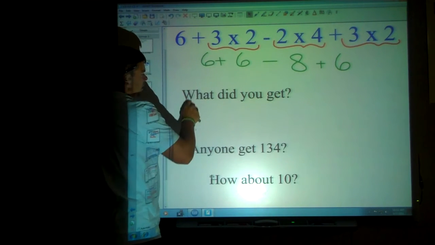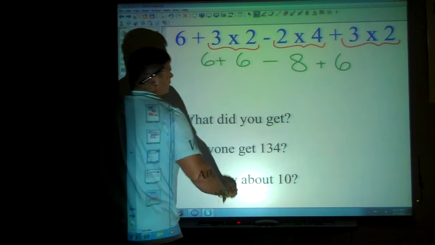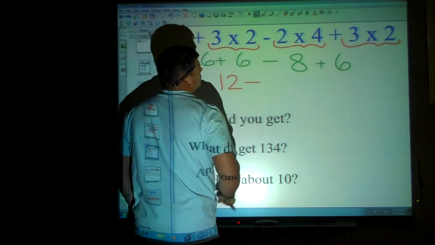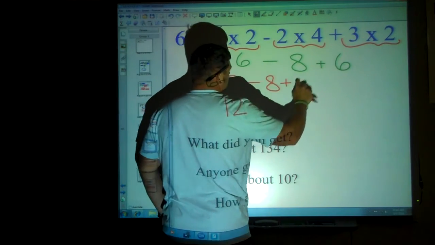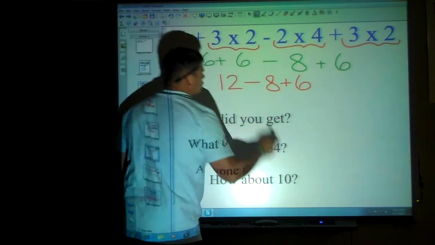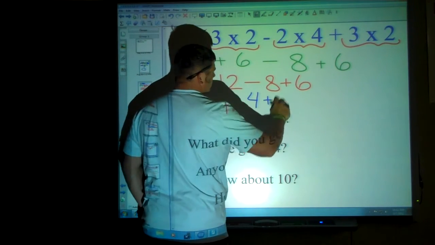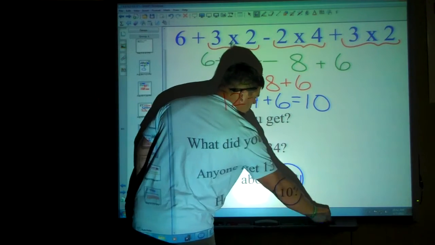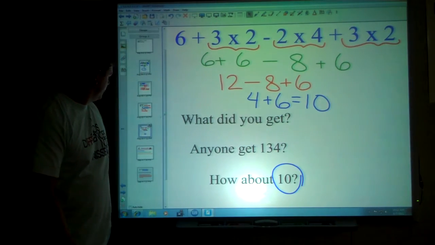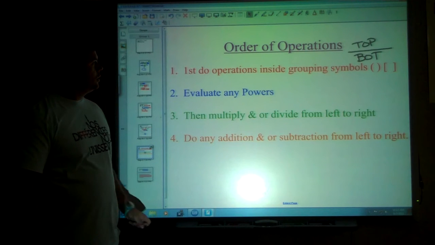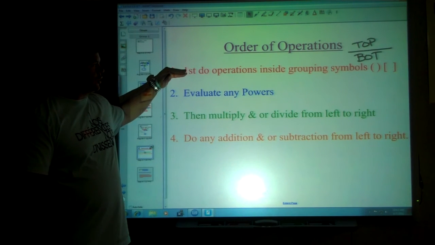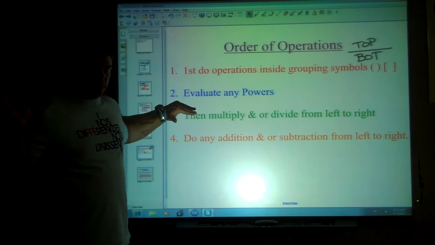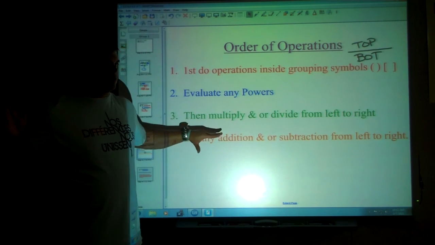So I'm going to move these down a little bit. We would actually go from left to right. 6 plus 6 is 12. 12 minus 8 plus 6. 12 minus 8 is 4. 4 plus 6 equals 10. So we end up with the answer of 10. That's order of operations. First operation would be grouping symbols, powers, multiplication and division from the left side to the right, addition and subtraction from the left side to the right.